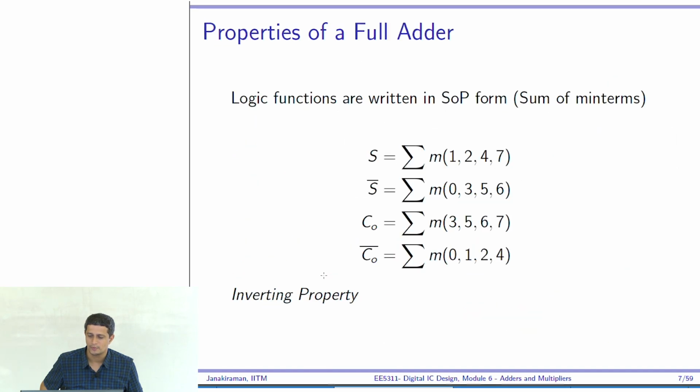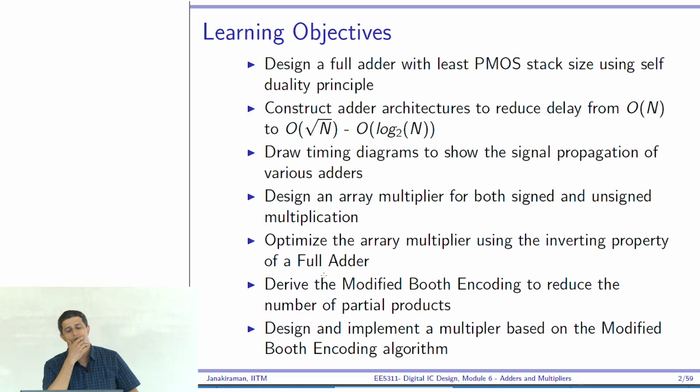Let me just quickly summarize again what we did. So the learning objectives for this module: adders and multipliers. Designing full adder with least PMOS stack size using self-duality or mirroring principle. Constructing adder architectures to reduce delay from O of n to O of root n, up to that we did, square root adder. O of log n you have to do, carry lookahead adder, in your project. Then timing diagrams to show signal propagation of various adders, that is static timing analysis, arrival times, and why we get benefits.